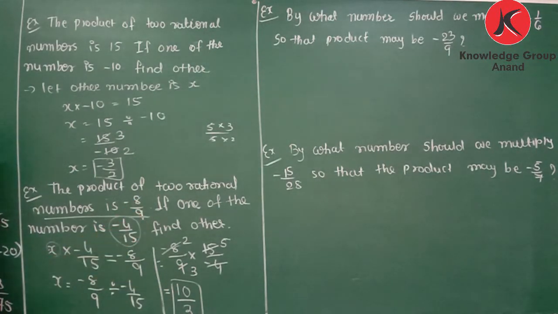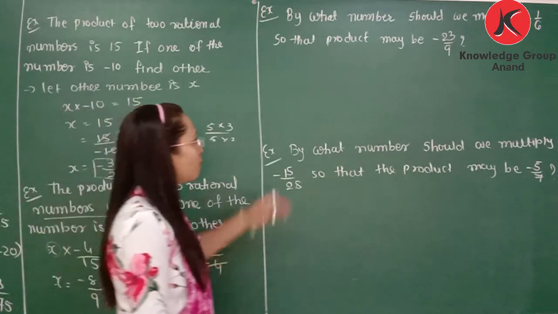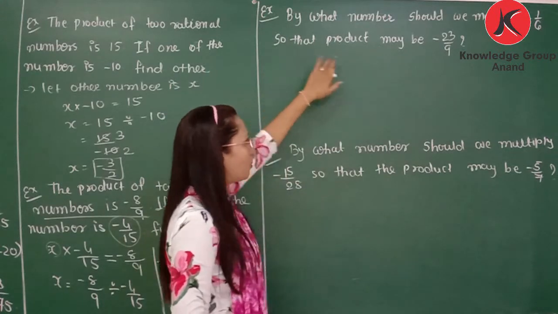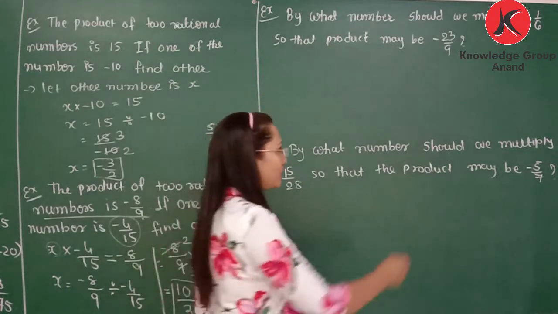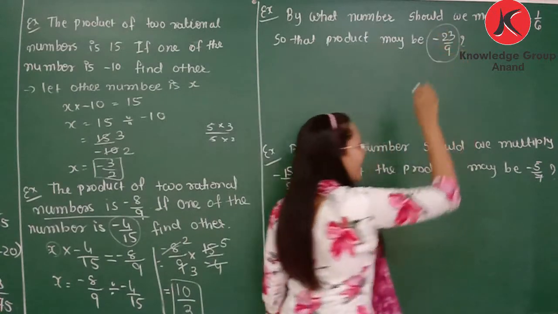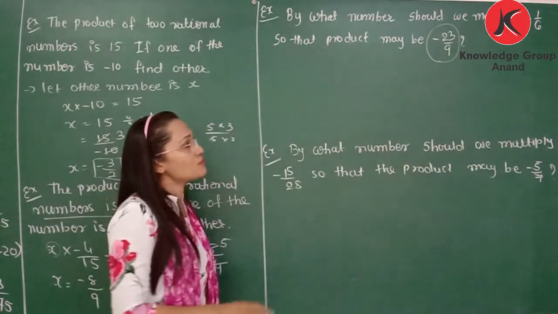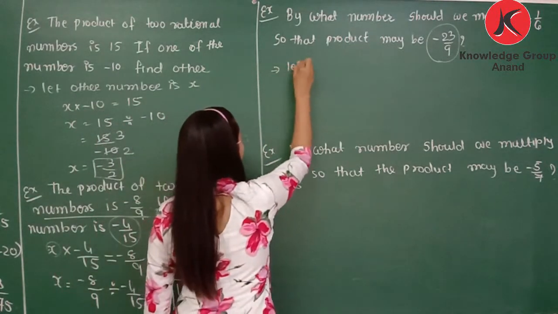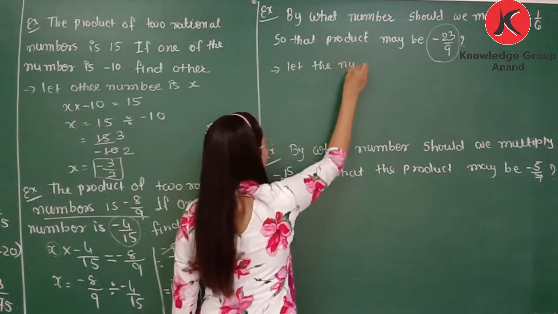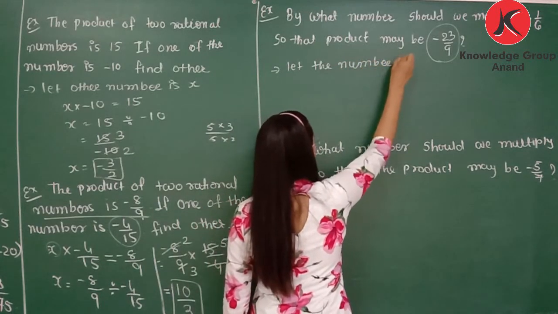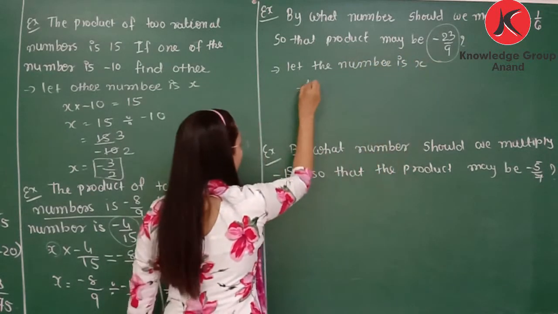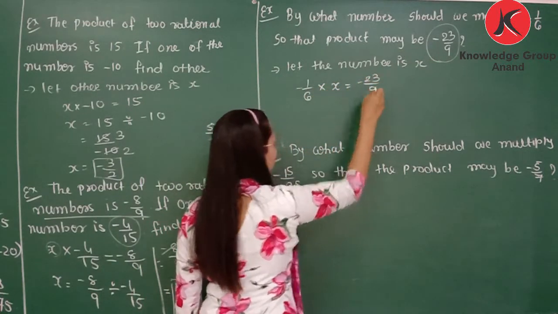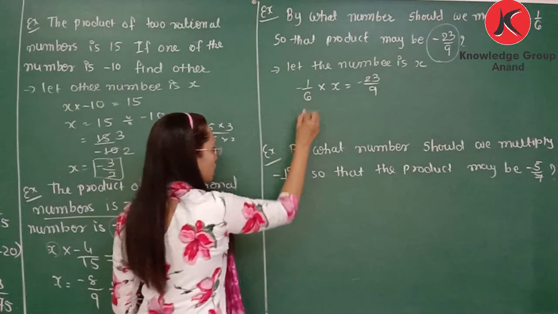So if we multiply minus 4 by 15 with 10 by 3, the answer is minus 8 by 9. Now next: by what number should we multiply minus 1 by 6 so the product may be minus 23 by 9? So this is the answer, and minus 1 by 6 needs to be multiplied with some number. So let the number be x.